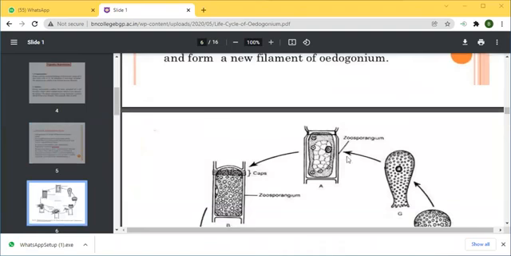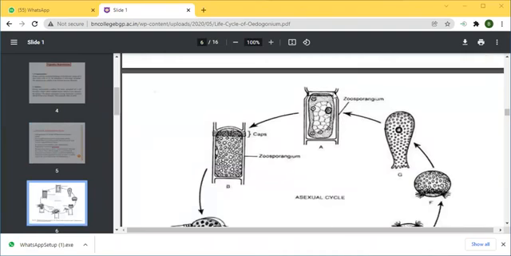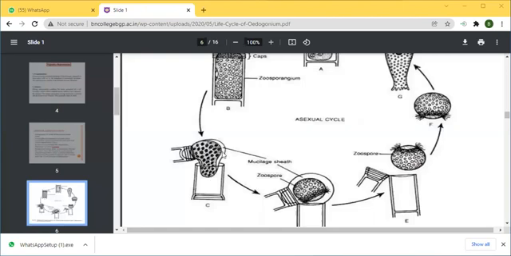Here, this one is the normal filament. In this normal filament, zoospores are produced. See, in the picture you can observe, no? This one is the zoospore formation. This is the mucilaginous sheath. Inside this part are the zoospores. See, you can observe picture D also.